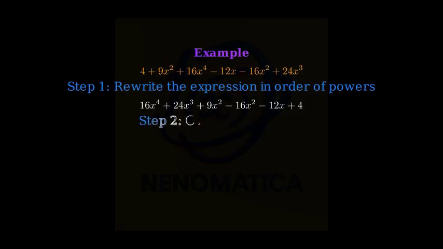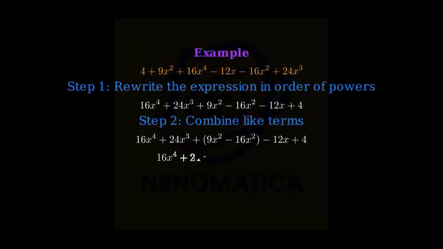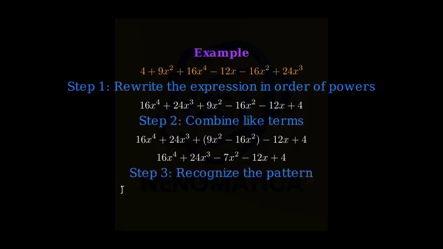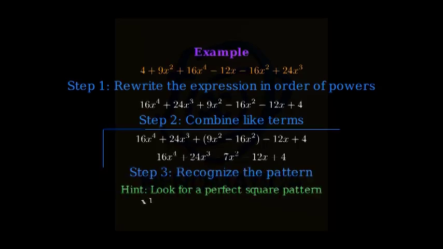Step 2. Now let's combine like terms. We have 9x squared minus 16x squared, which gives us negative 7x squared. So our expression becomes 16x to the fourth plus 24x cubed minus 7x squared minus 12x plus 4. Step 3. Now, our goal is to factor this expression. Let's try to recognize a pattern.